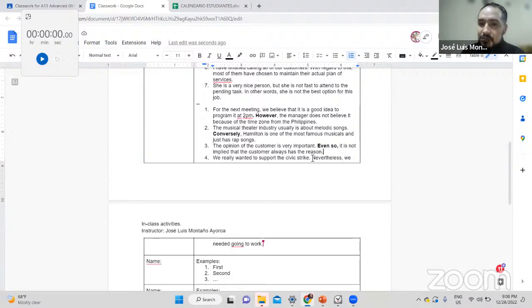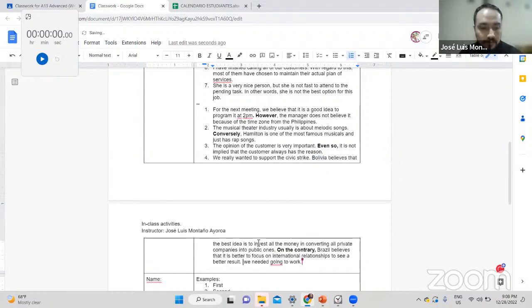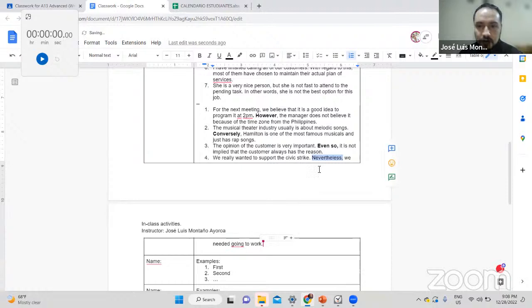And the same in the next one, right? Nevertheless, we needed to go over there, right? So I'm not going to change that one. You're going to correct that one. We needed to work. But that's it. It's a desire that you had, but it was not possible.